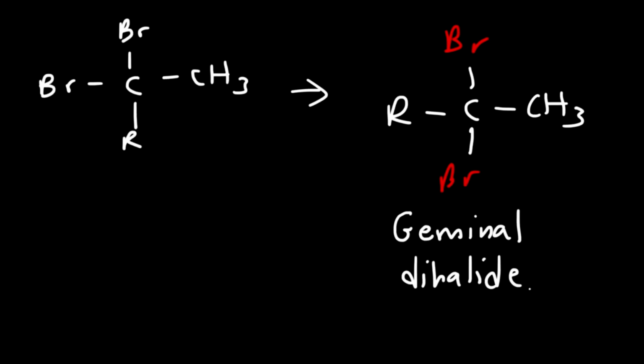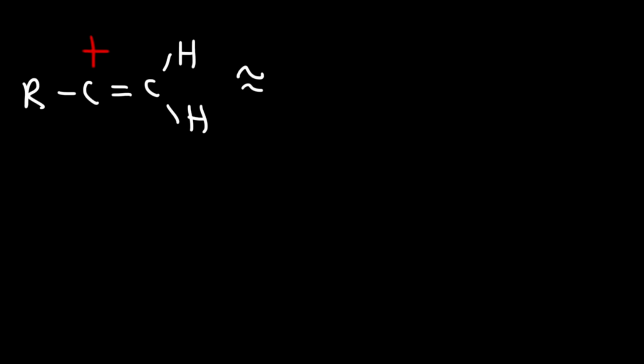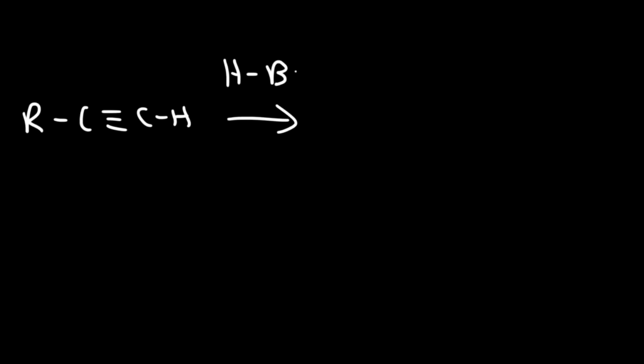Now let's move on to our next example. By the way, going back to the mechanism, it's important to understand that vinyl cations are not very stable. In fact, their stability is comparable to a primary carbocation. And so as a result, some chemists have proposed a different mechanism for this reaction. So in the first step, where the alkyne reacts with HBr, a pi complex is proposed, which looks like this.